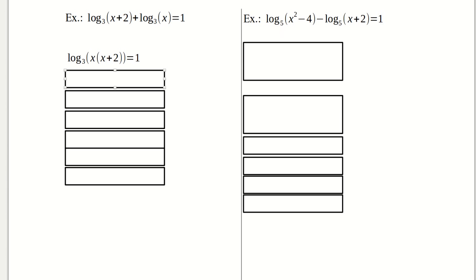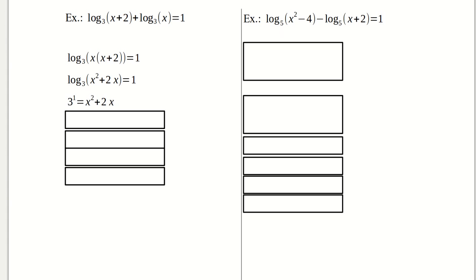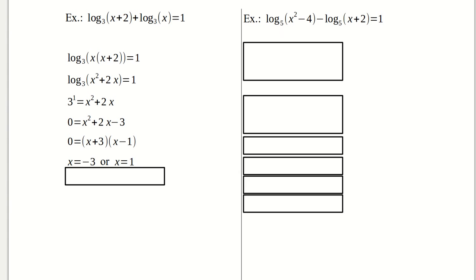The base is 3, the exponent is 1, and that gives us 3 to the first power equals that argument x squared plus 2x. This is quadratic, so we're going to try the zero factor property. There's the 0, and then we factor. This gives us two solutions, x equals -3 or x equals 1.